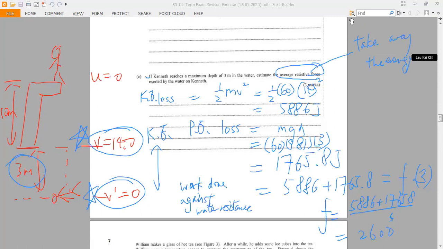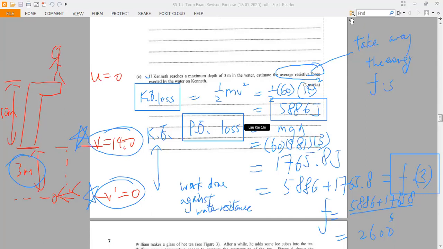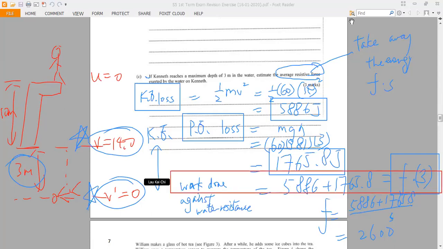The energy, and the formula is F times S. This is the amount of energy being taken away, or rather, work done against the resistive force. And you may consider what kind of energy is being taken away. First, it slows down. That's why you have this amount of energy being taken away when it is going to the maximum depth. And at the same time, the height has been changed. The height is getting lower and lower. That's why there will be a loss in PE also. So when you combine the loss in PE and KE, it should be equal to the energy taken away by the work done against resistive force. So that's why we got the equation in this box. This is the equation we should be able to set up.